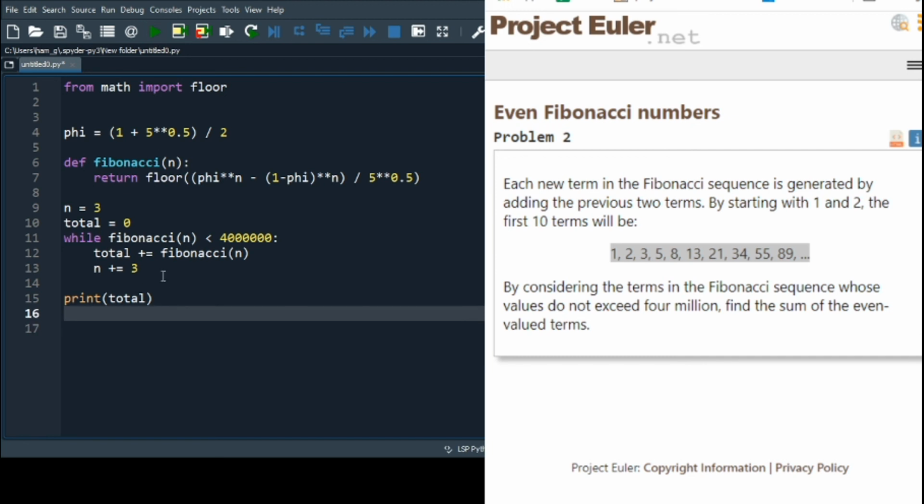So, again, always look for a solution that is not brute force, and you'll have a much happier time, especially when you come to the problems after about 50.